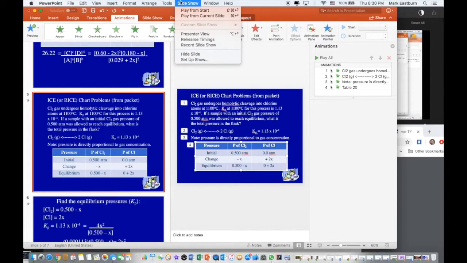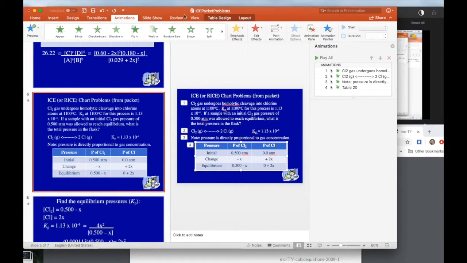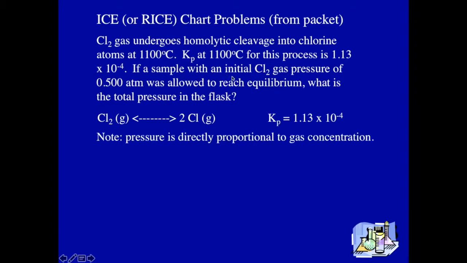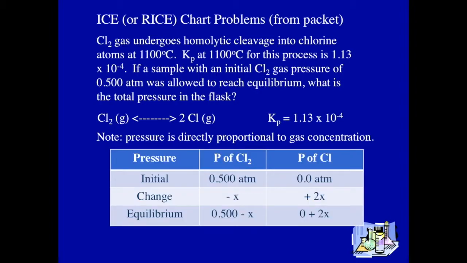high temperature. I didn't actually read this problem, but what this problem says is chlorine gas undergoes homolytic cleavage, so it breaks apart into chlorine atoms at 1,000 degrees Celsius. The pressure constant at 1,100 degrees Celsius for this process is 1.13 times 10 to the negative fourth. Again, a unitless number. If a sample with initial chlorine gas pressure of 0.5 atmospheres was allowed to reach equilibrium, what is the total pressure in the flask?